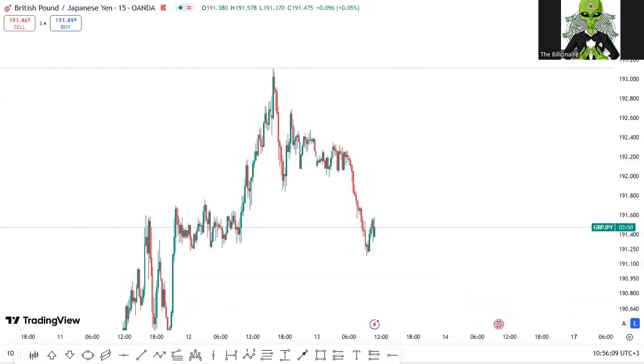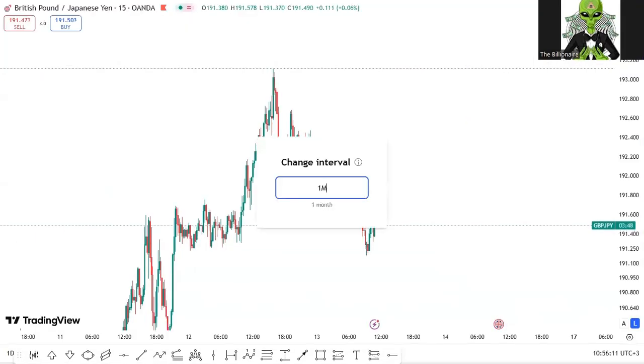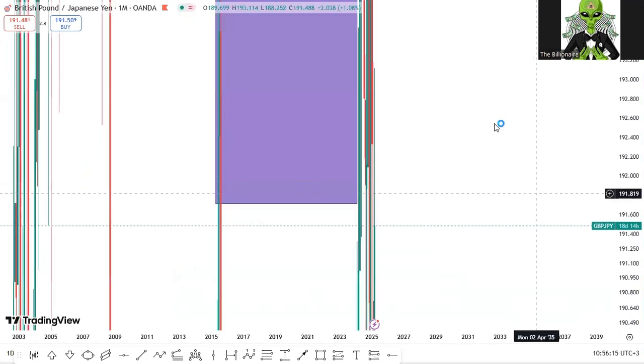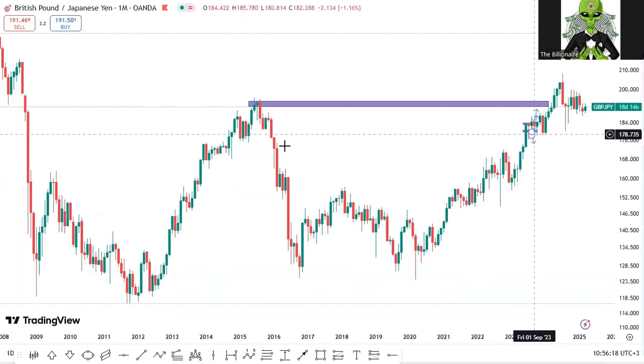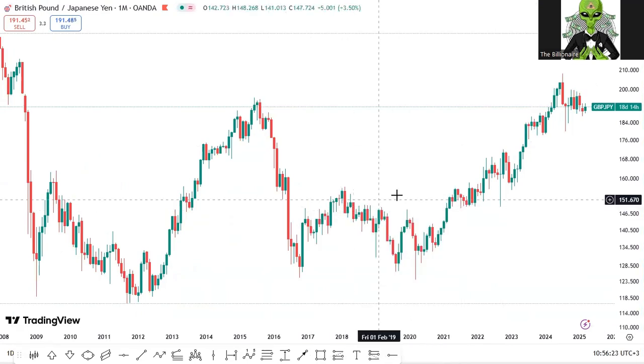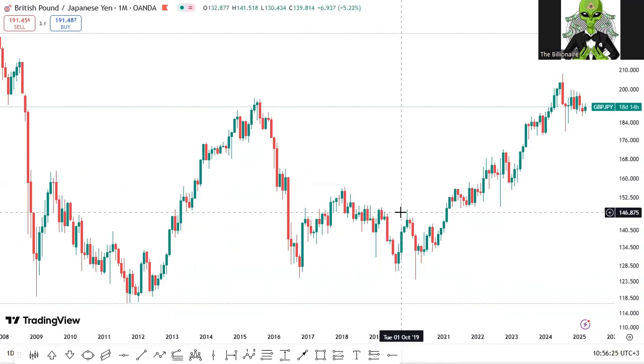GBPJPY, starting from the monthly time frame. Oh, looks like I had already analyzed this, but let's remove every drawing that we see here so we can start afresh and get a fresh perspective on price action.